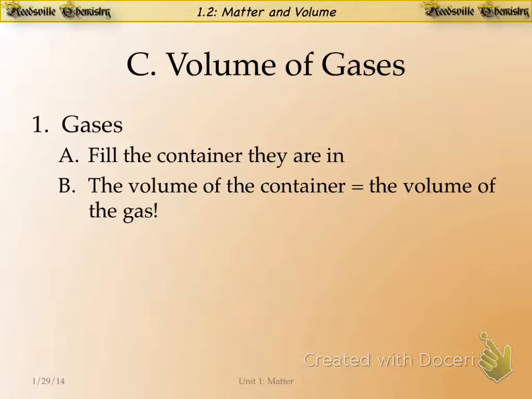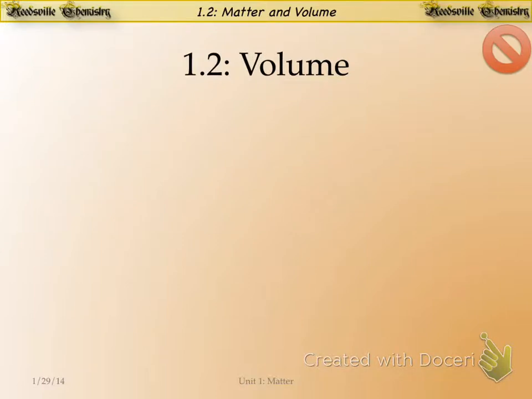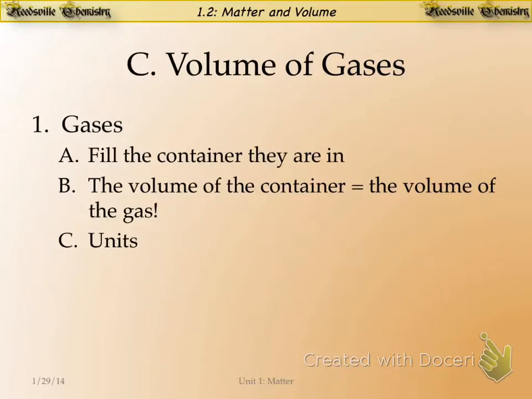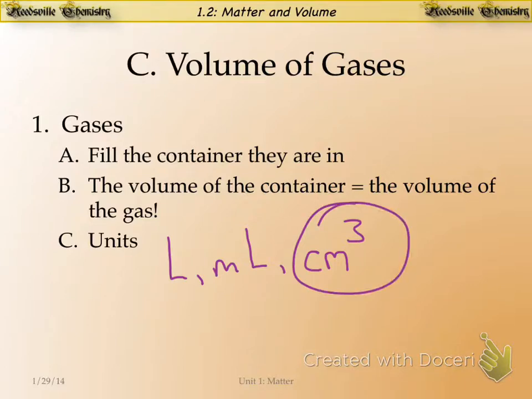We don't have graduations on a cylinder that we have to read. We just look at the side of the container and, okay, that's how much gas is in there. Units for gases, we also use liters and milliliters a lot, but we can also use centimeters cubed, or cubic centimeters, and you use this one quite a bit.